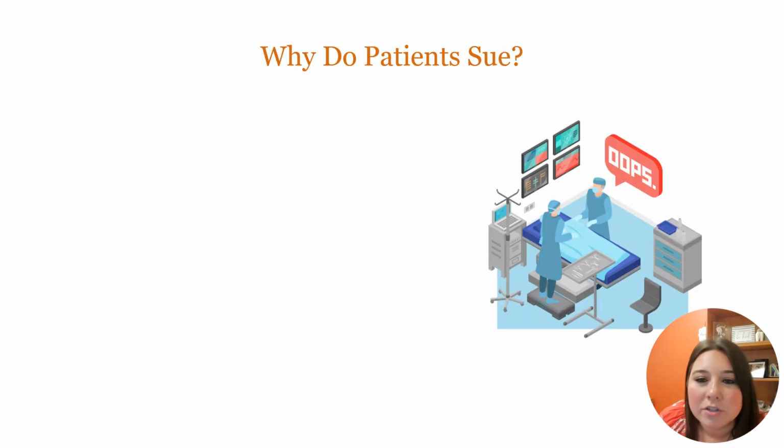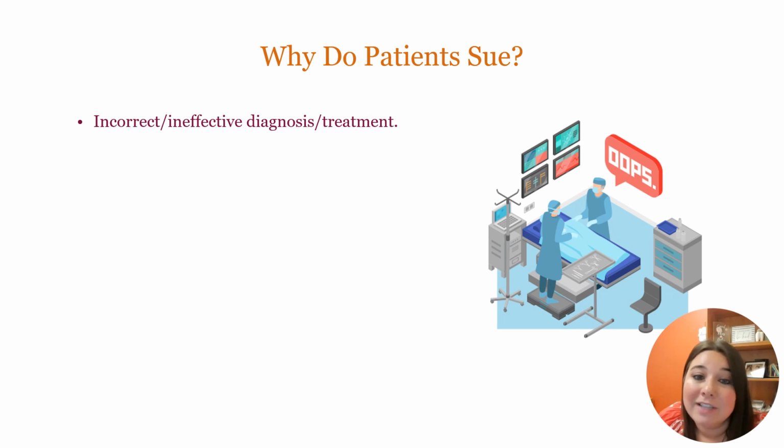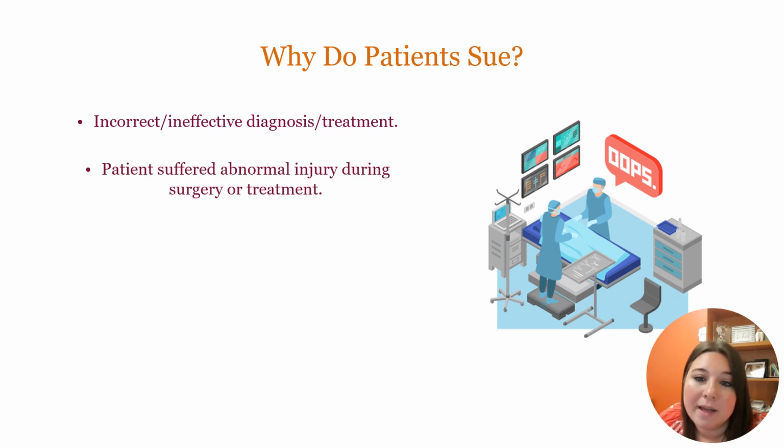So why do patients sue? It could be because of an incorrect, ineffective diagnosis or treatment. So either the diagnosis was completely wrong and then they suffered consequences from it, or the treatment that was given to them just was ineffective and maybe even made things worse. Next, the patient suffered abnormal injury during treatment or surgery. So if something went wrong during the surgery or treatment process and they suffered some kind of damages from it.